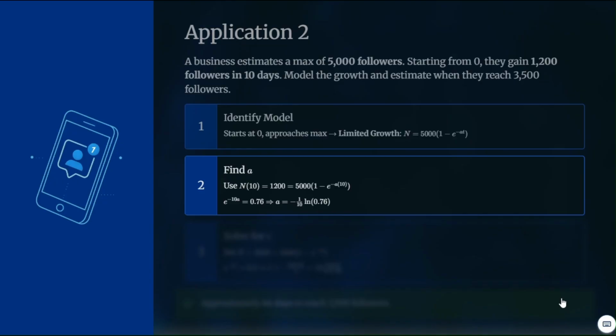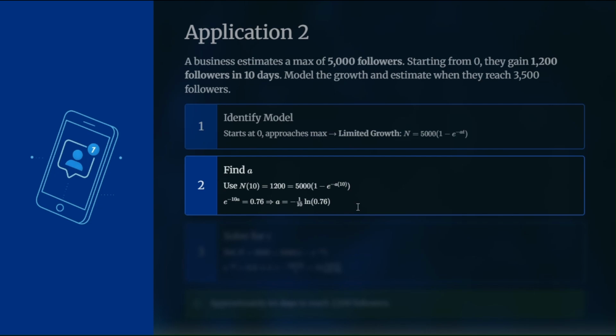So if we let 1,200 be equal to 5,000 times (1 minus e to the power negative a times 10), because now t is 10, we can solve for a. First we'll divide both sides by 5,000. So 1,200 over 5,000 is 0.24. Then 1 minus that 0.24 is 0.76, which will be equal to e to the power negative 10a. In order to solve for a, we'll need to take the natural logarithm on both sides and divide by negative 10. So a will be equal to negative 1 over 10 ln 0.76.